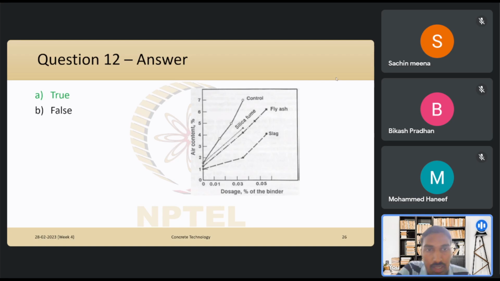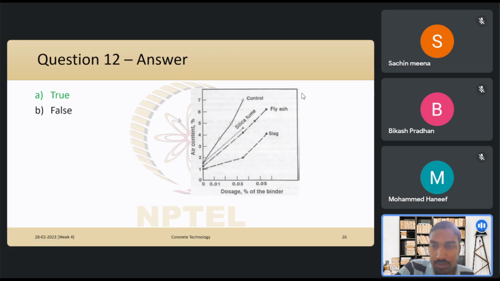So what is the effect? The effect is that they will reduce the air content, right? The degree of reduction is dependent upon the admixture that is used. It varies, right? Silica fume, fly ash and slag, the amount of reduction is different. This control is your cement without any mineral admixture added, and then we are comparing it with others and we see a reduction, right? So there is an effect and it reduces, and therefore the statement is true.